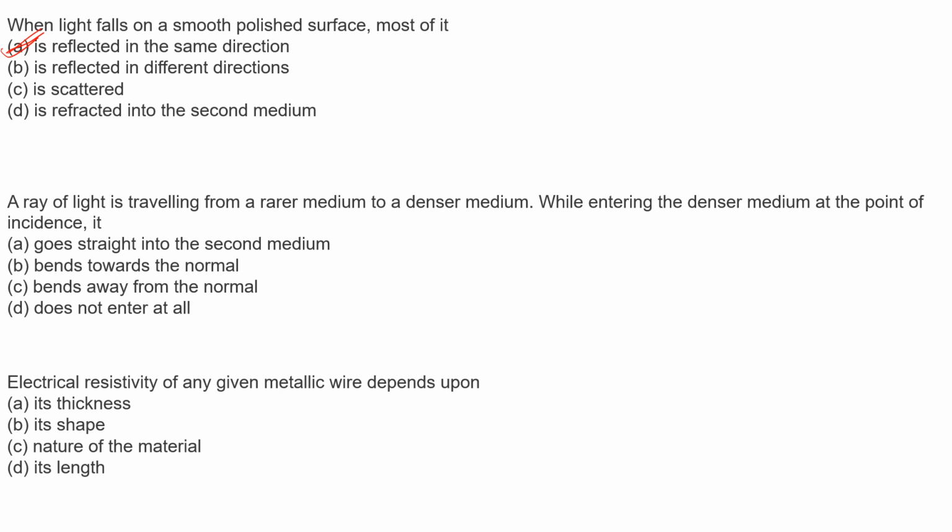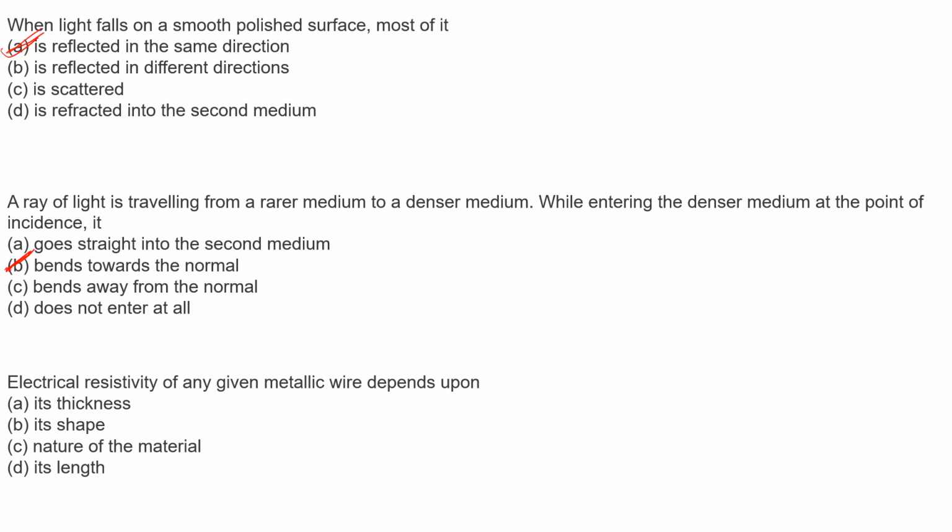The next question is that a ray of light is traveling from a rarer medium to a denser medium. While entering the denser medium at the point of incidence, option A goes straight into the medium, option B bends towards the normal, option C bends away from the normal, and option D does not enter at all. So always remember that when a ray of light is traveling from a rarer medium to a denser medium, it always bends towards the normal. So option B is correct here.